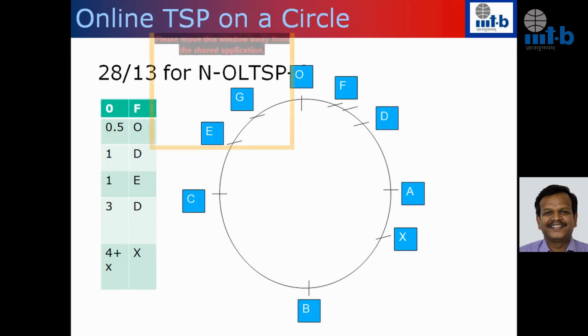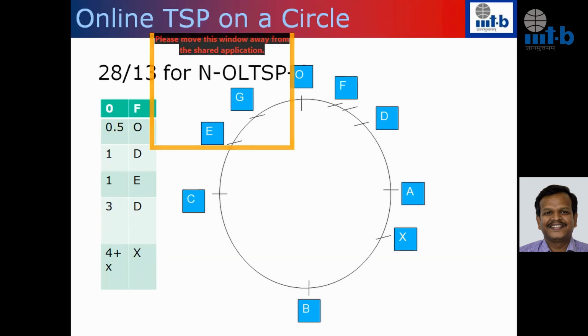So at 3, I have served everything that was released. So I still have some time. So what I'll do is that I'll move to A. At time 4, the offline algorithm is at A, and the online algorithm is still at D.